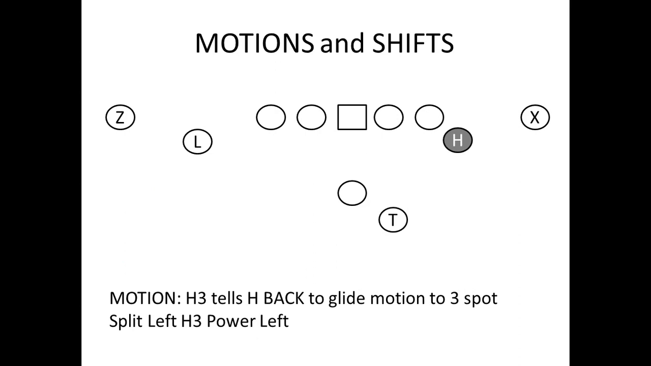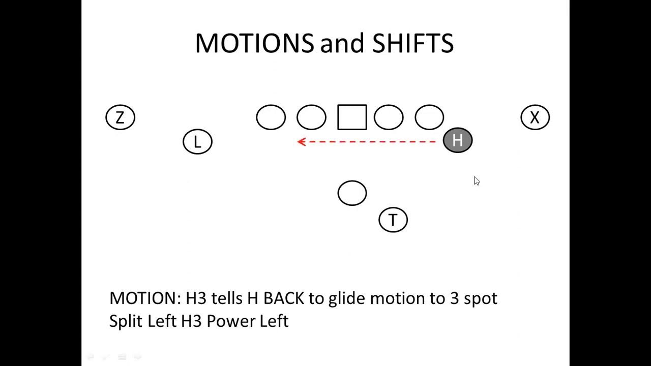Now, for motions, what we utilized this year was we would tag the letter of who was going to come in motion and use our number spots. That way, we knew exactly where to put them. So if we wanted to put them on the inside, the B gap, or on the C gap, we could give them that specific number. The big difference is when we say 2 and 3, it's not back, it's across the line of scrimmage. So our example is split left, H3, power left.